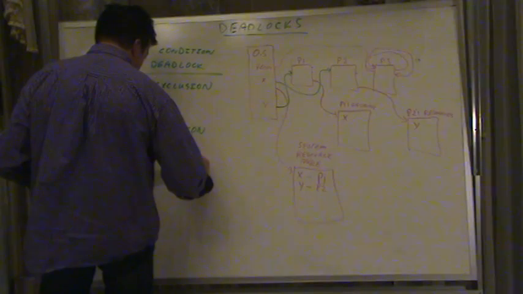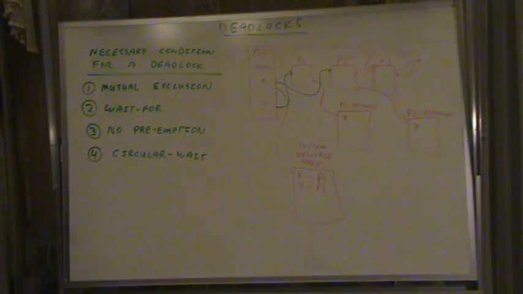And then the fourth condition would be a circular wait. Like I said, we need at least two processes to be in a loop with each other. Process 1 is waiting for process 2, and process 2 is waiting for process 3, and process 3 is waiting for process 1. So a cycle would have to be formed in order for a deadlock to occur.